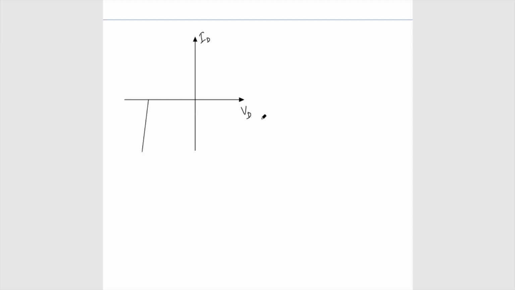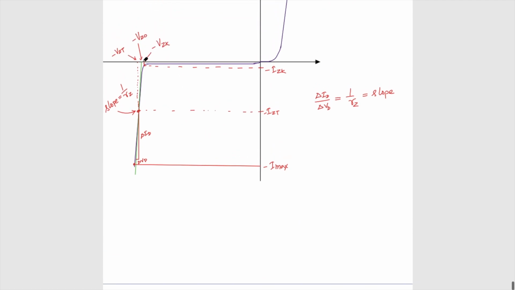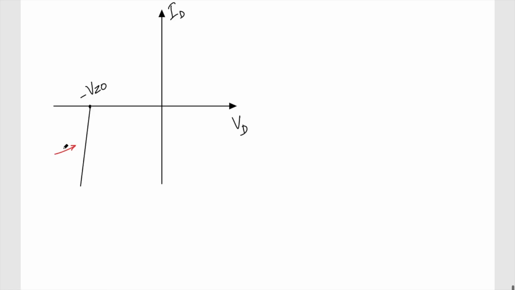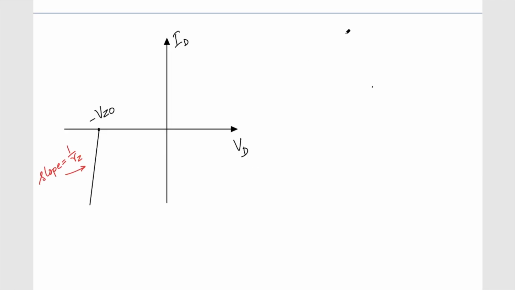So this is my final approximation. This is intersecting at minus VZ0, as shown by this one, and the slope of this line is 1 by RZ. If we write this simple equation, y equal to mx plus c, we'll get this line equation. We know y is ID, and m is 1 by RZ, and x is basically VD, and of course c we can find out.